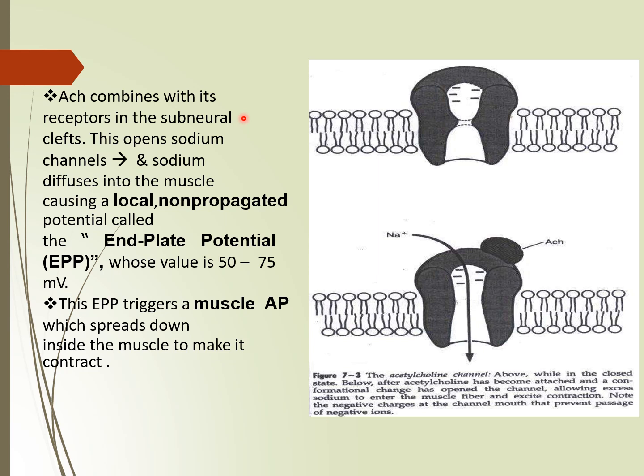ACH combines with its receptors in the subneural clefts. This opens sodium channels and sodium diffuses into the muscle, causing a local non-propagated potential called the end plate potential. This end plate potential is very important in producing muscle contraction, and its value is 50 to 75 millivolts. This EPP triggers a muscle action potential which spreads down inside the muscle to make it contract.